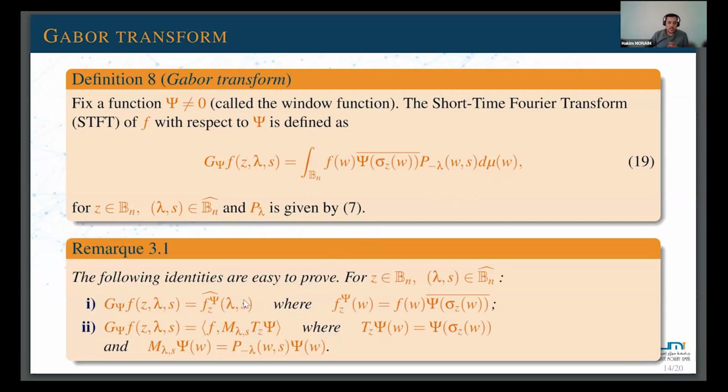The following identities are easy to prove. For example, for z in the unit ball and (lambda, s) in the unit ball hat, we have G_psi f equals f hat times psi hat. And this is easy to prove, some straightforward calculation.